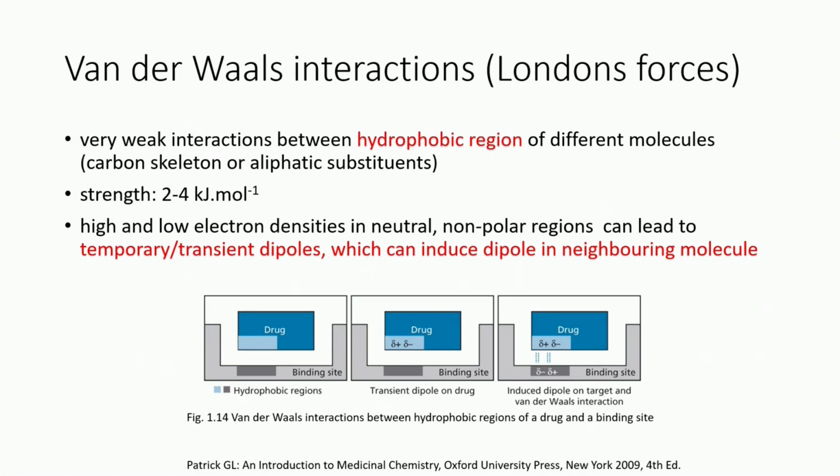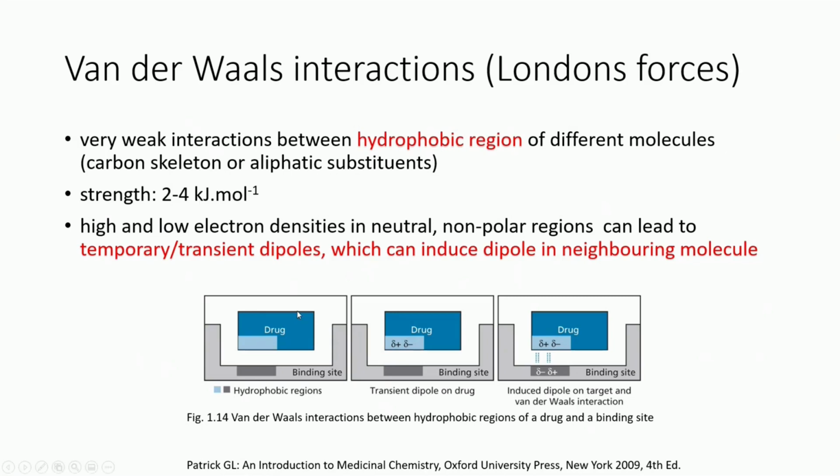They can proceed between hydrophobic regions in the drug and in the target, and it is based on creating some interaction between transient or temporary dipoles. So generally, there is no permanent dipole in the structure. However, due to the electron movements, a transient dipole can be induced, and it can induce a temporary dipole also in the interacting partner.